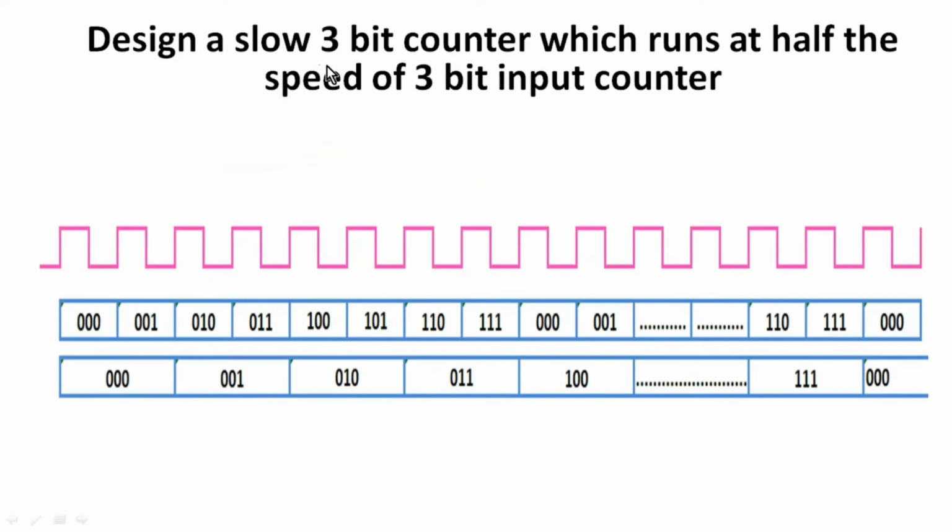You have to design a 3-bit counter which runs at half the speed of a 3-bit input counter. What I mean to say, you have a clock and a 3-bit counter as an input. Both are available. The input counter goes from 000 to 111 and then rolls back to 000 and keeps on going like this. From these two inputs, we have to design a third counter which will also count from 000 to 111 but at half the rate of the input counter.